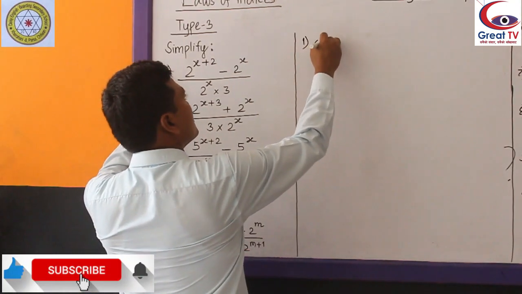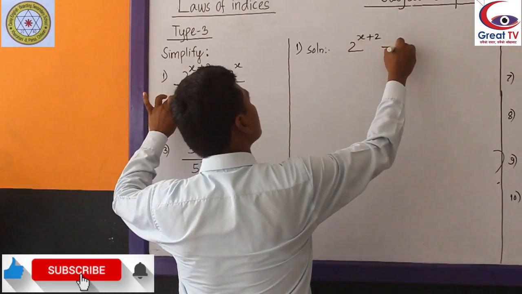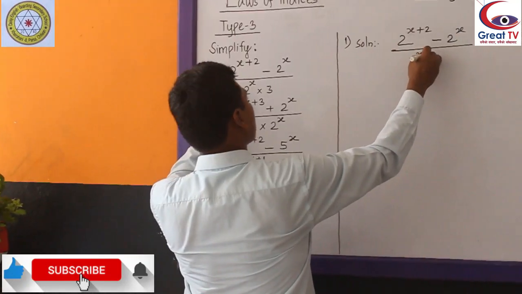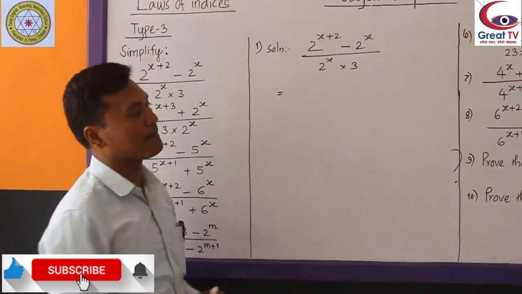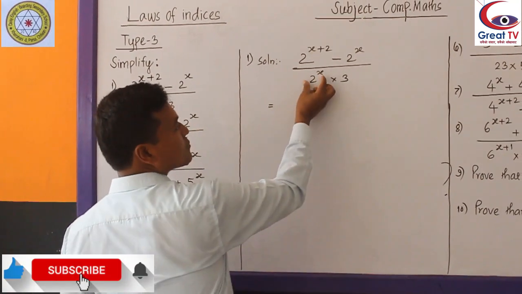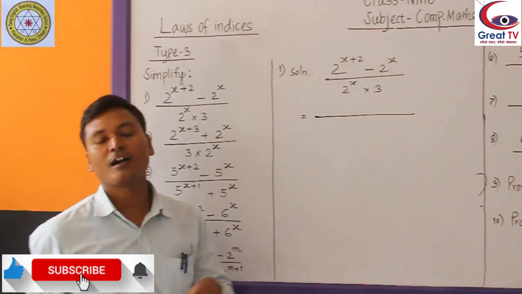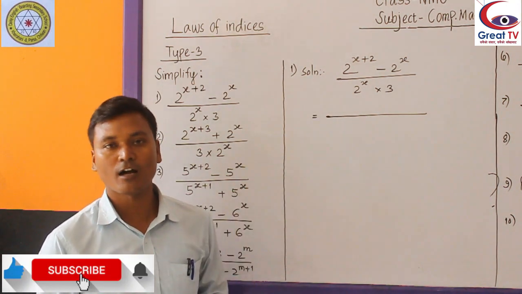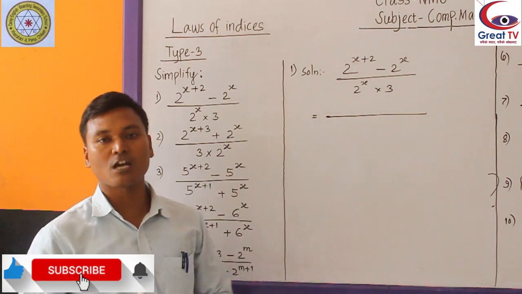Solution. We have (2 to the power x plus 2 minus 2 to the power x) whole upon 2 to the power x times 3. But my dear students, don't forget to study the problem. Here this 3 does not represent power. 3 is not the power: 2 to the power x times 3. While solving this type of problem, let me remind you something. I hope you have not read this type of problem up to class 8. This is totally new type of problem for you.